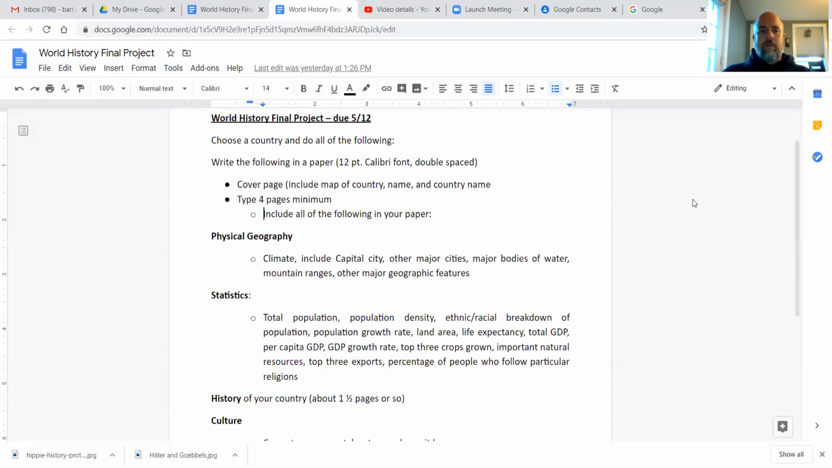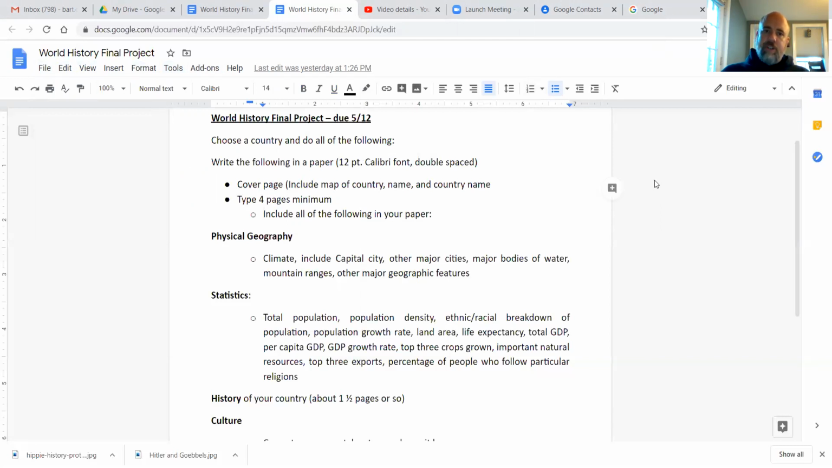You'll have a cover page that doesn't count towards your 4 pages. You have 4 pages that are your actual paper, but you have a cover page. On that cover page, you'll have a map of your country. You can just get an image from the internet and put it on your cover page. On that, you also have your name and the country name that you're covering.